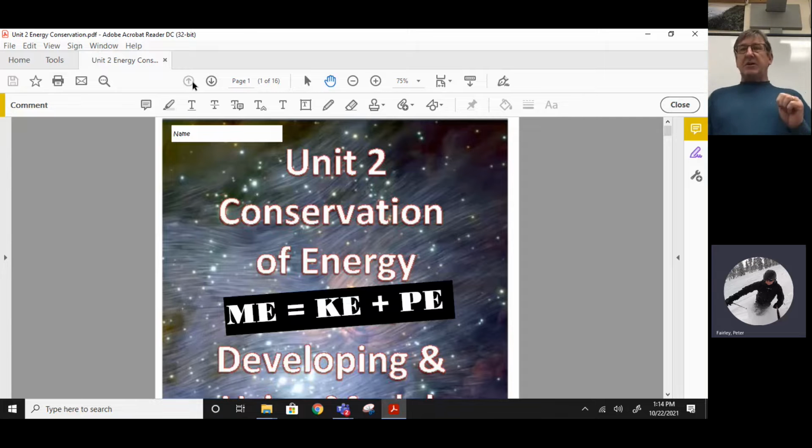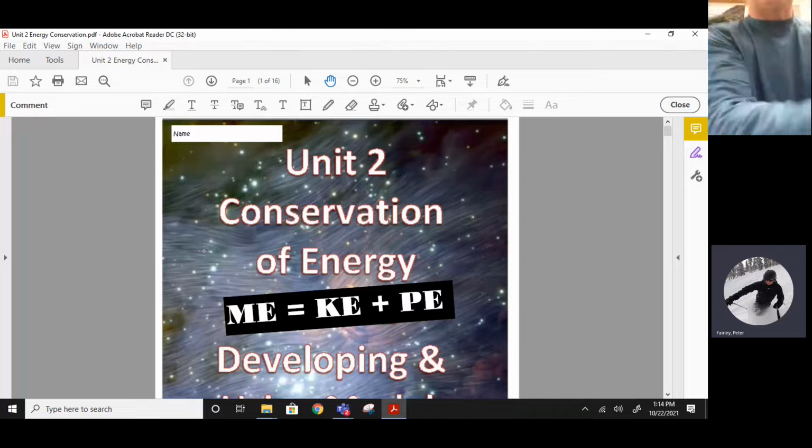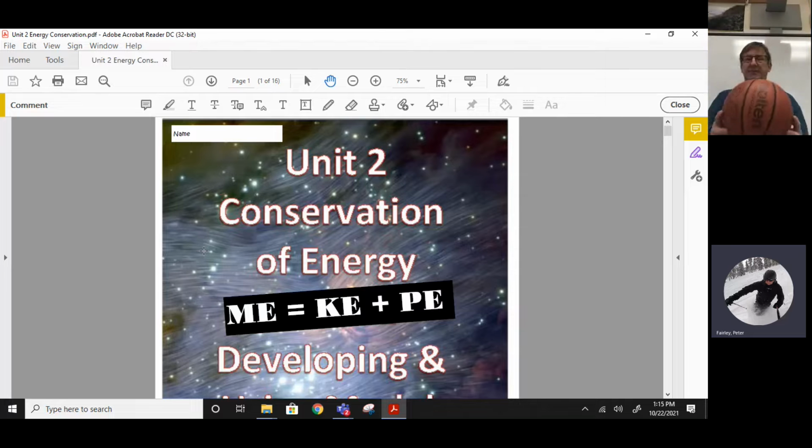And so to demonstrate the conservation of energy, we're going to be working a lot with these 2 types of energy shown in this equation right here. ME equals KE plus PE. KE is kinetic energy, the energy of movement. Potential energy is stored energy because of an object's position. So if I take this basketball, right now, it has potential energy because it's off the floor. It has the possibility, it has the potential of falling down to the ground.